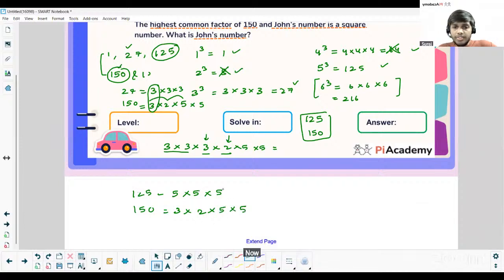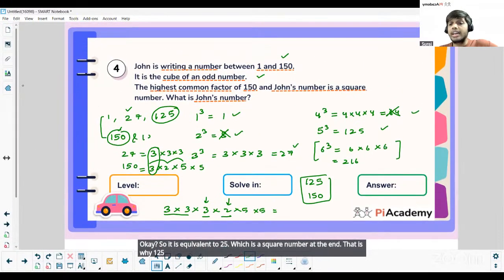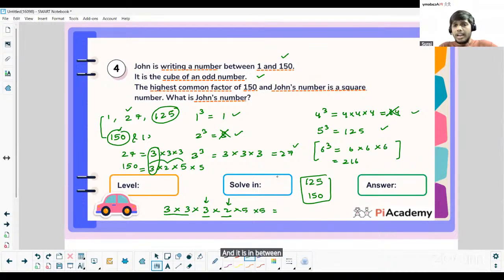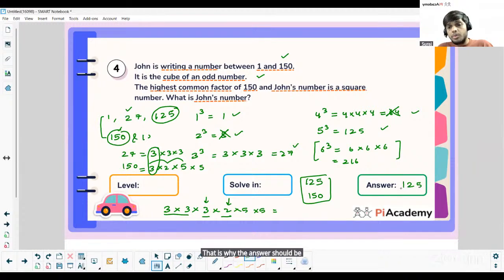Now here, if I find the common factor, it is always going to be 5 times 5 that you are getting. So it is equivalent to 25, which is a square number at the end. That is why 125 should be the correct number, which is in between 1 and 150. And also, when you are taking out the highest common factor for 150 and 125, you are getting a square number again, which is 25. That is why the answer should be 125 here.